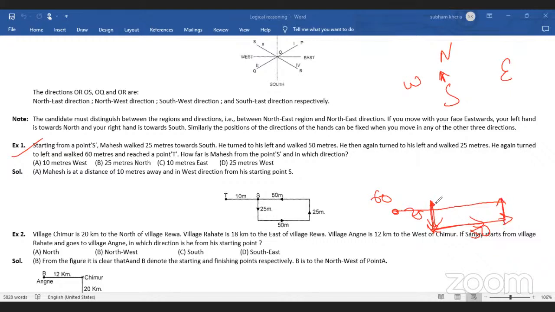ध्यान से देखो. North and south are same. But east and west are different. East he went 50, west he went 60. That means a difference of 10 meters is there. And this was his initial point. So where is he from his initial point? 10 meters west. Easy? Easy or not? Now tell me.